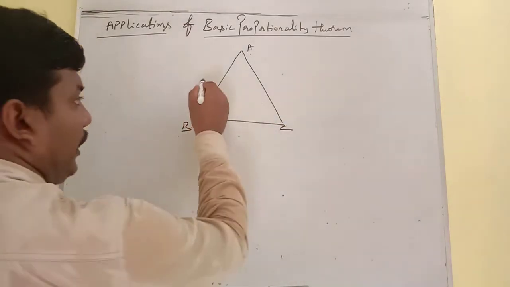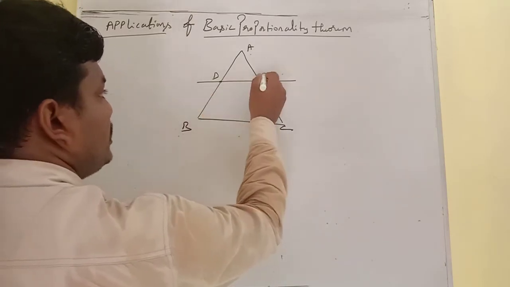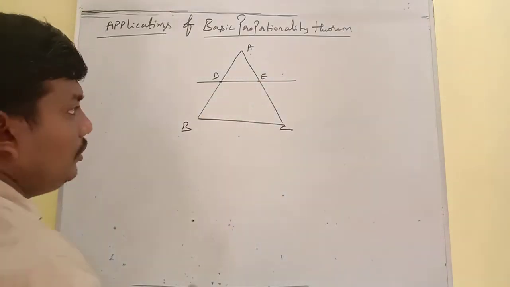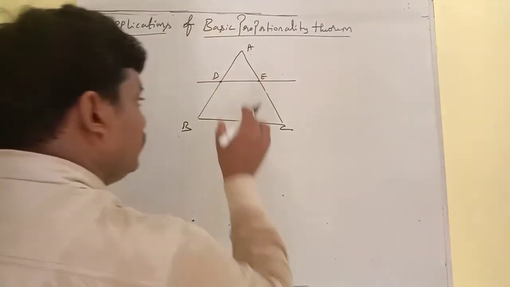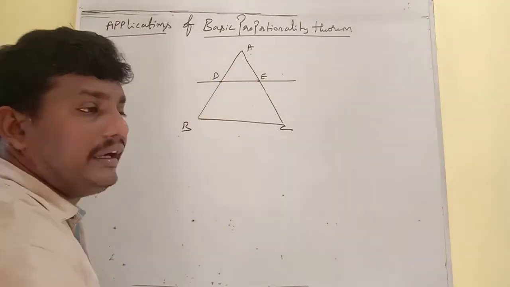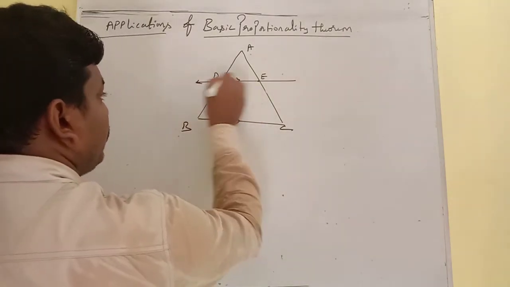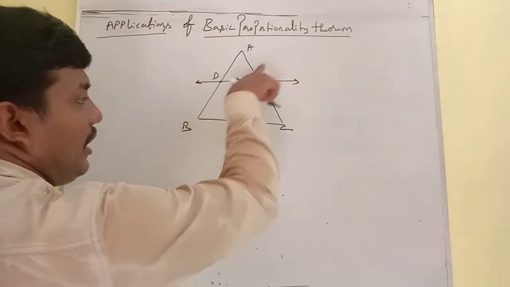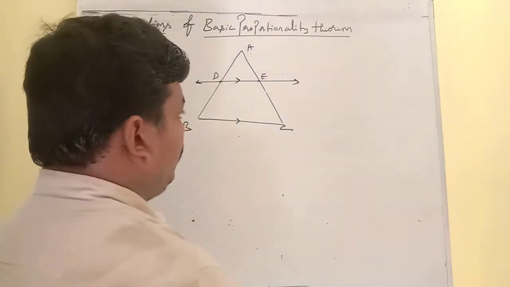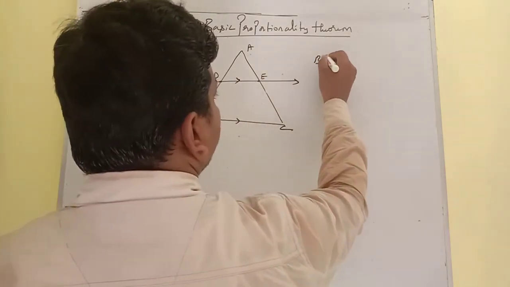In a triangle, if a line is drawn parallel to one side of the triangle to intersect the other two sides at distinct points, then the two sides are divided in the same ratio. This is a line which divides AB at D and AC at E. Then DE is parallel to BC.